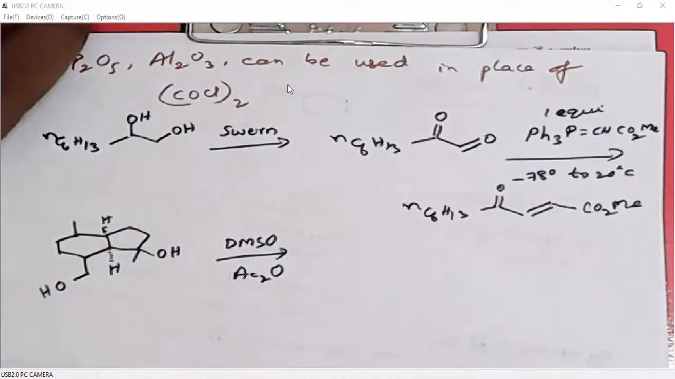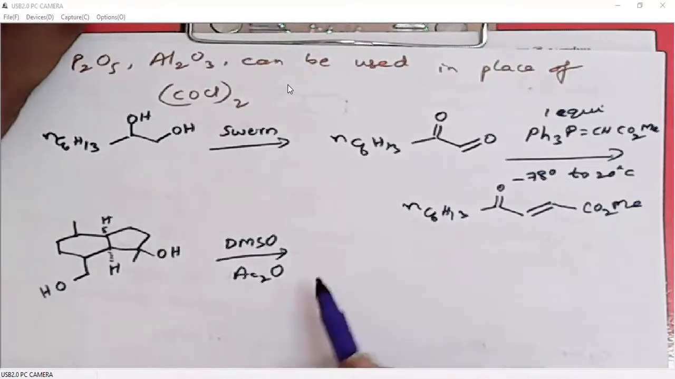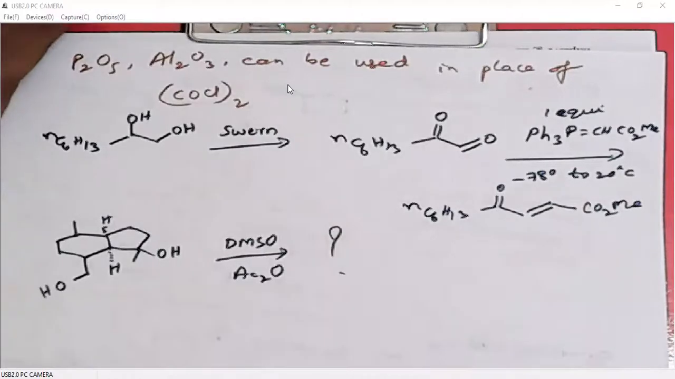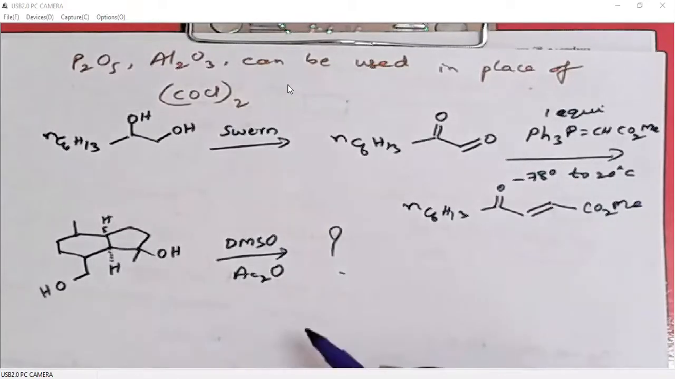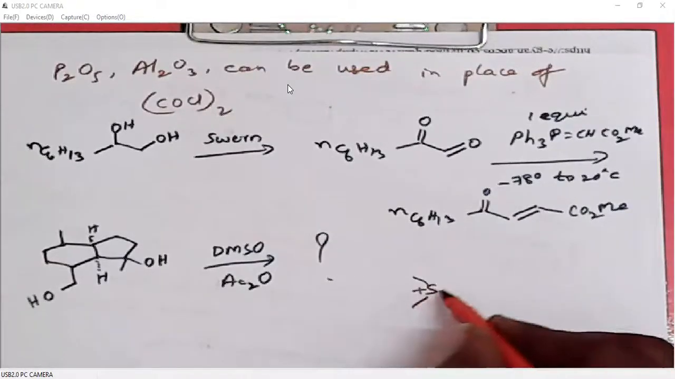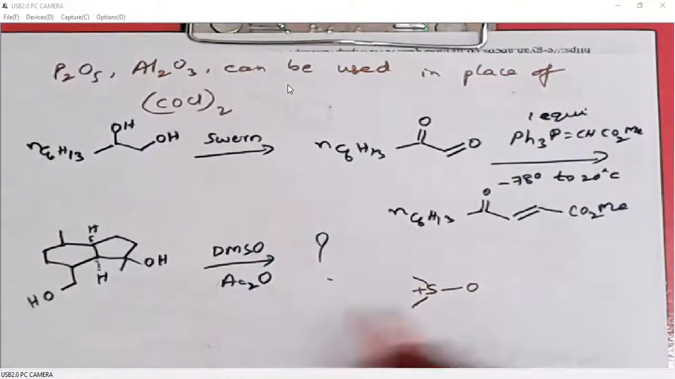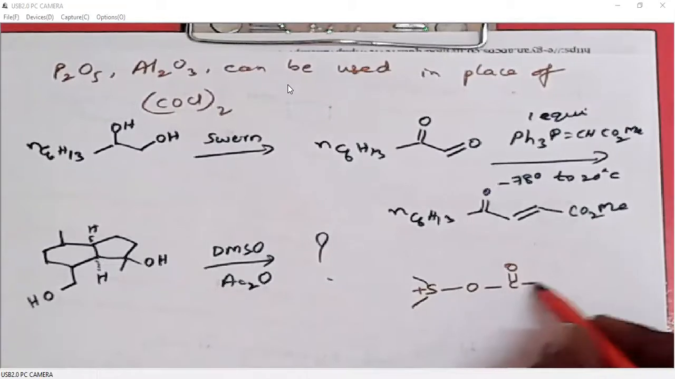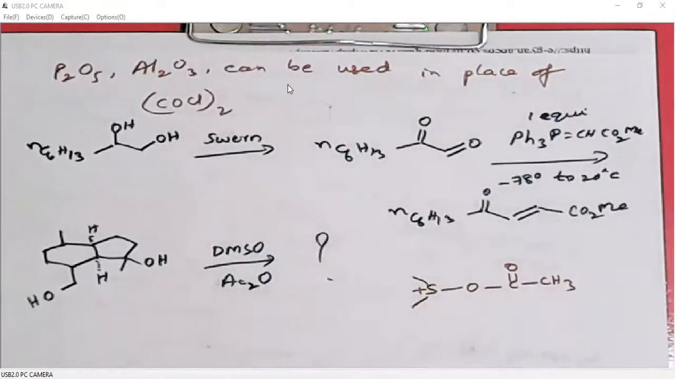So not only oxalyl chloride, we can use P2O5, P4O10, aluminum oxide, or acetic anhydride for activating the DMSO in Swern oxidation. Okay, we can also use acetic anhydride. So oxygen will attack on acetic anhydride, so it forms OAc. You can write the product. I'm not going to discuss the product, but O minus will attack an acetic anhydride, so it generates OAc like this. So now the alcohol will attack on sulfur.